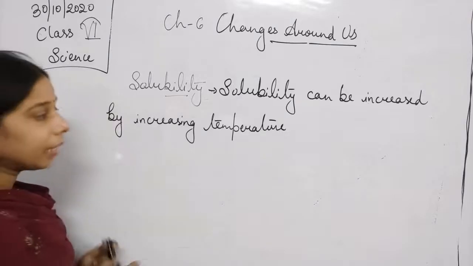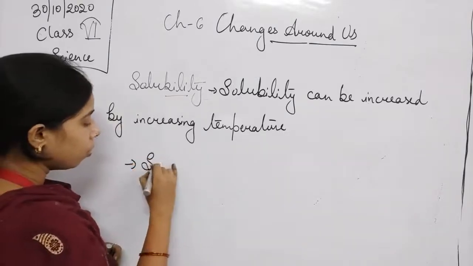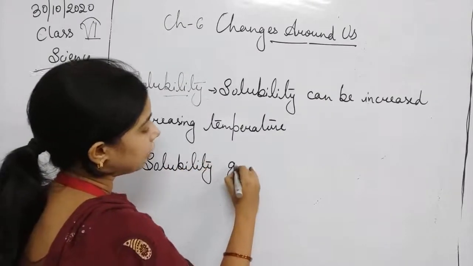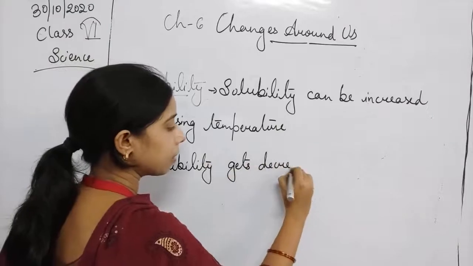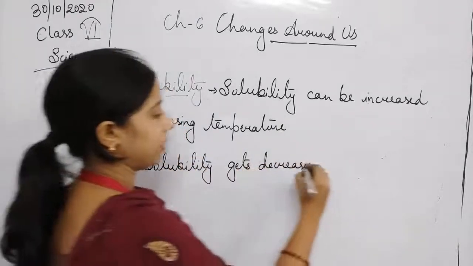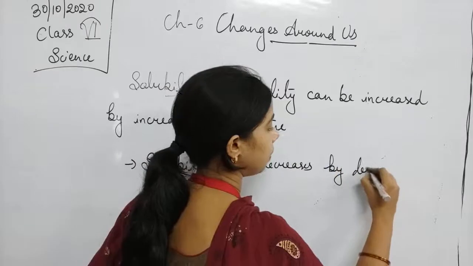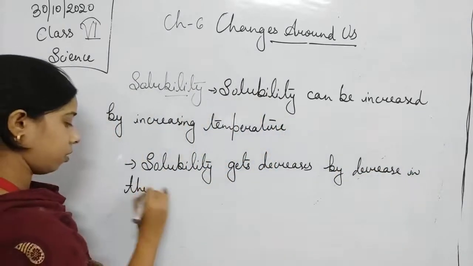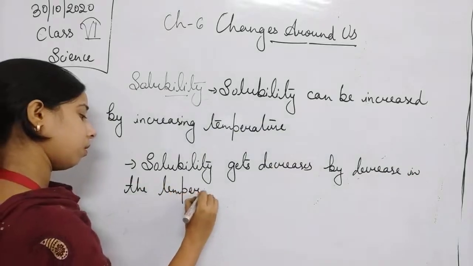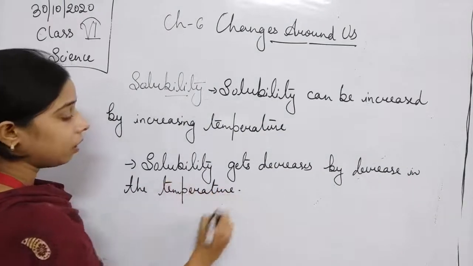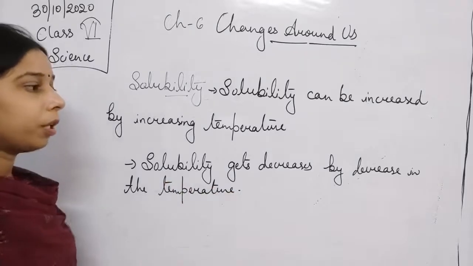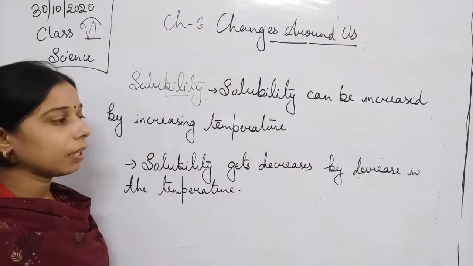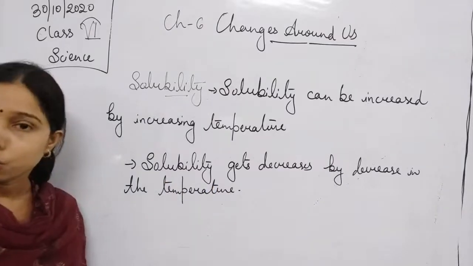What will happen when we decrease the temperature, students? So, solubility decreases by a decrease in the temperature. If there is a decrease in the temperature, the solubility also decreases. So an increase in temperature increases the solubility, and a decrease in temperature decreases the solubility.